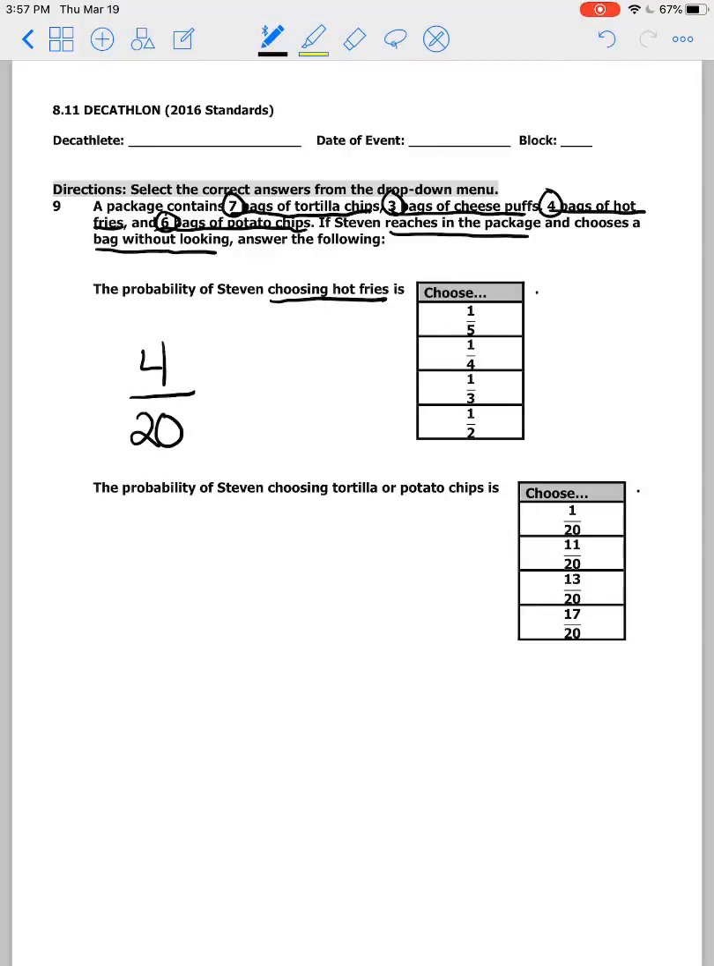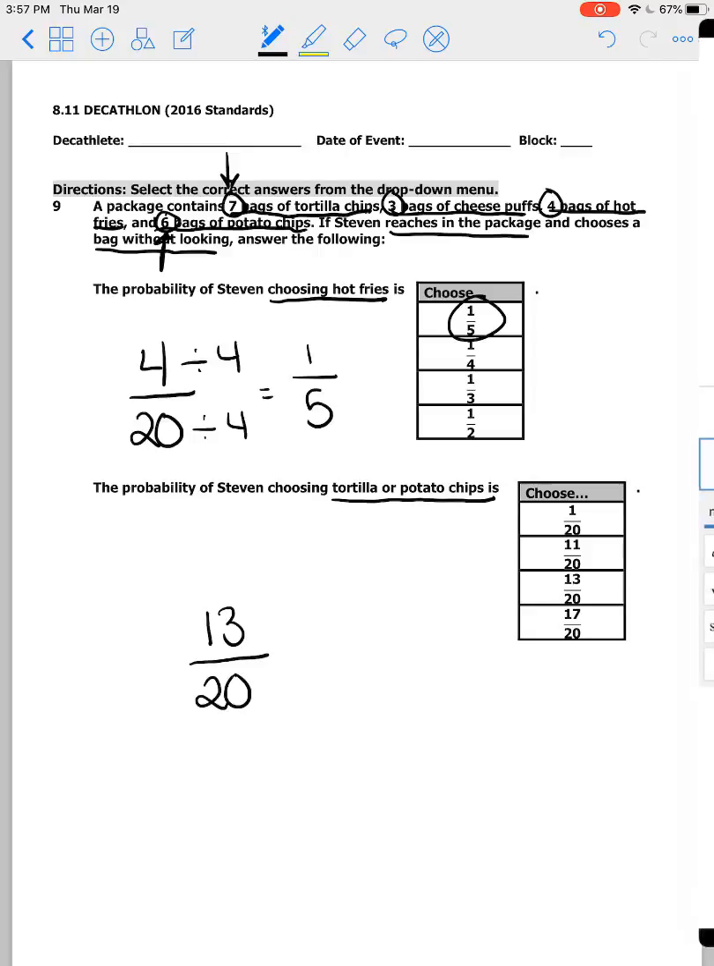Now when I'm looking at my answer choices here, 4 out of 20 is not an option. So I have to simplify my fraction. 4 divided by 4 is 1. 20 divided by 4 is 5. So we get 1/5. Now we want the probability of him choosing tortilla or potato chips. So our desired outcome is tortilla or potato. So I need to add 7 plus 6, that's 13. And our total number of chips stays the same, so that's 20.